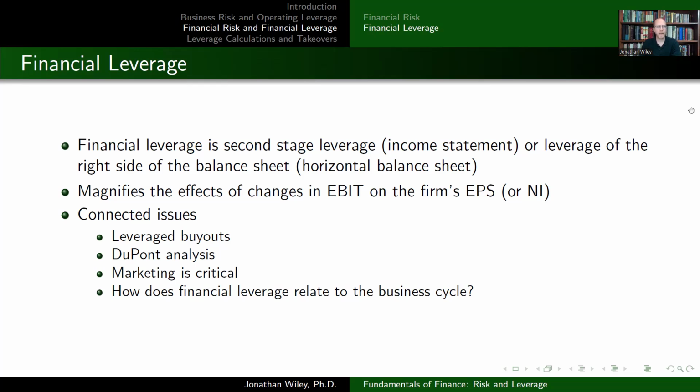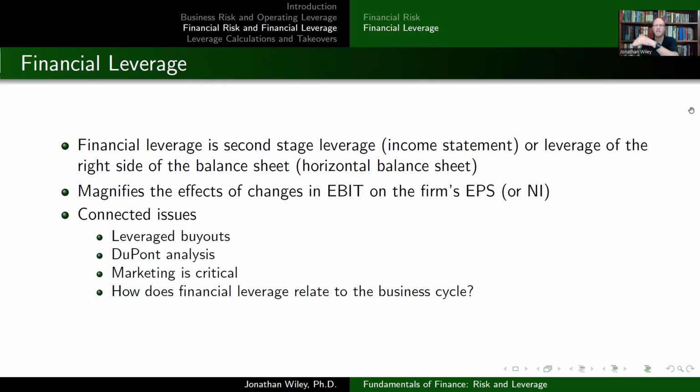And what's going to happen with financial leverage is I have some fixed costs that magnify the effects of changes in earnings before interest and taxes on the firm's earnings per share or net income. Here's what that would mean. If my earnings before interest and taxes goes up by 10%, but my interest is not increasing with increases in sales, then more of that increased earnings before interest and taxes makes its way down to net income on a proportionate basis.